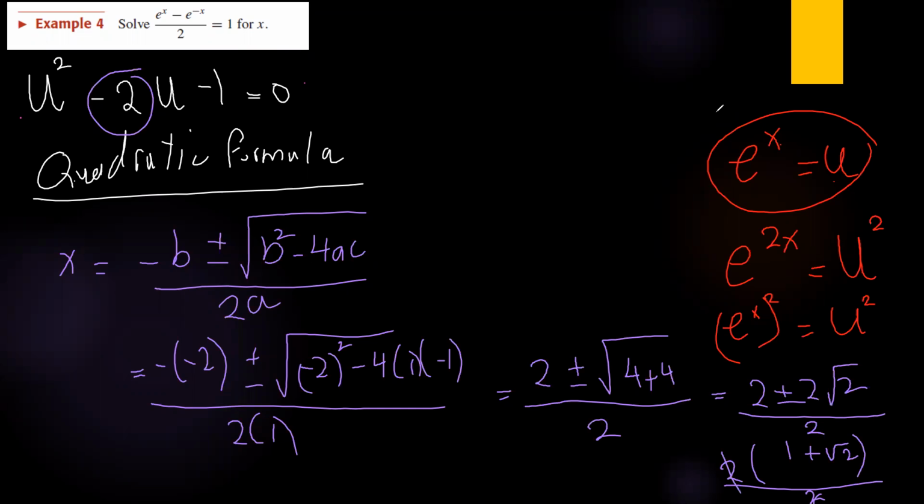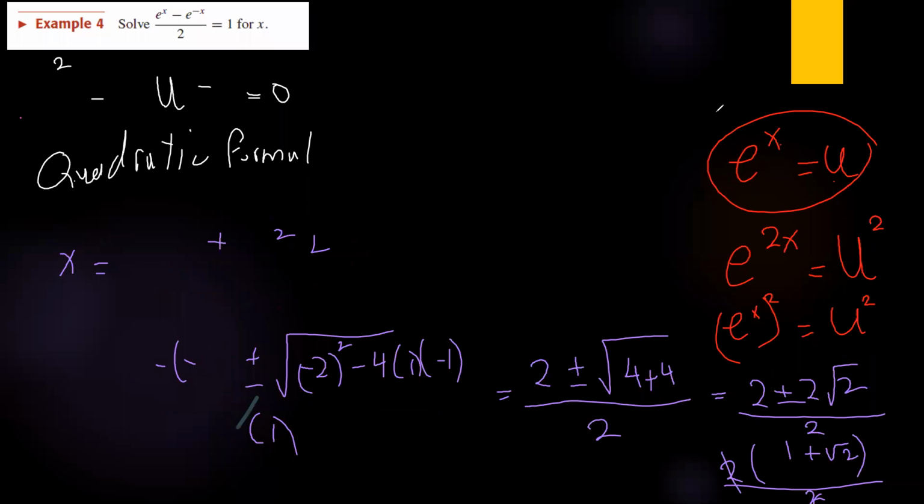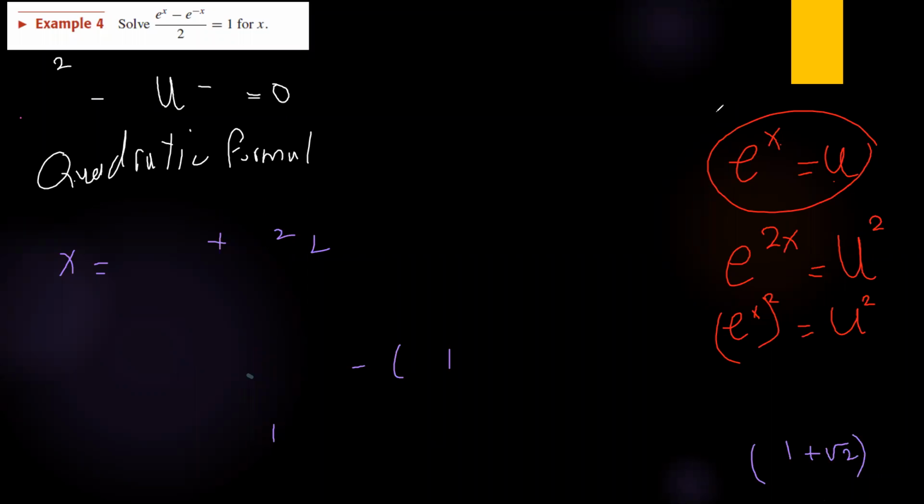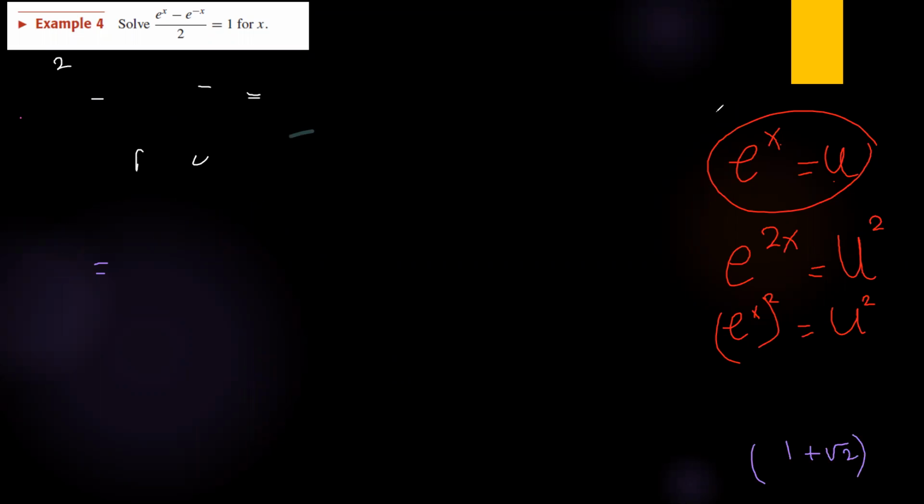Here we have positive and negative. So we have 1 plus square root of 2 and 1 minus square root of 2. These are the values of u.